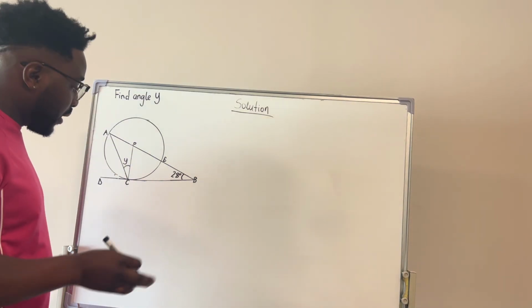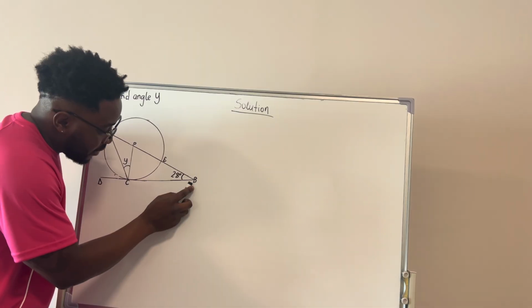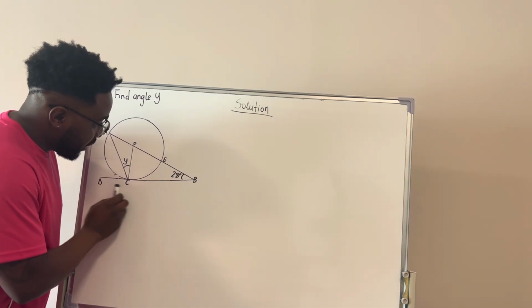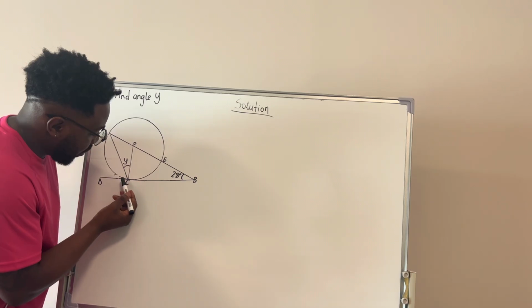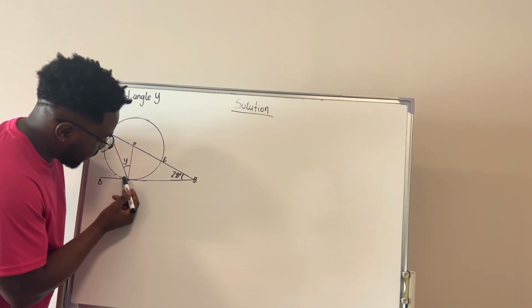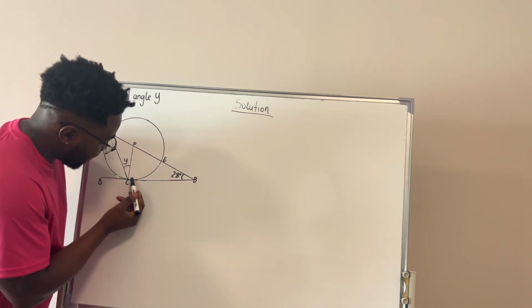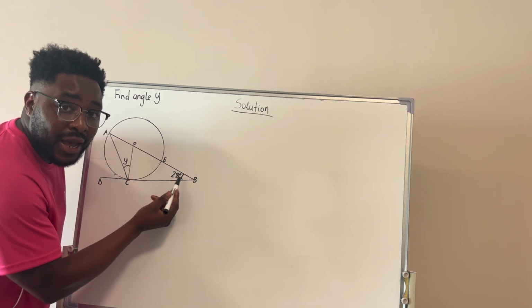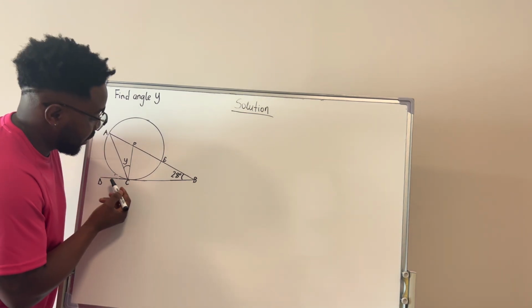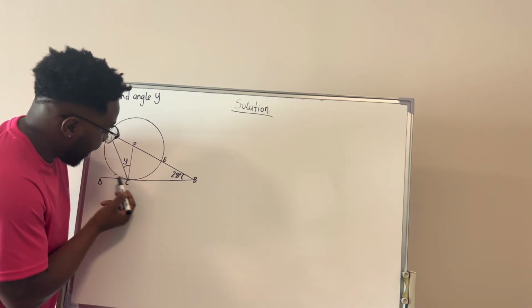And then let's take a look at this other line here. DB, and you can see that it's touching the circle over here. It's just touching the circle, or rather the circumference over here. So this line over here is a tangent.